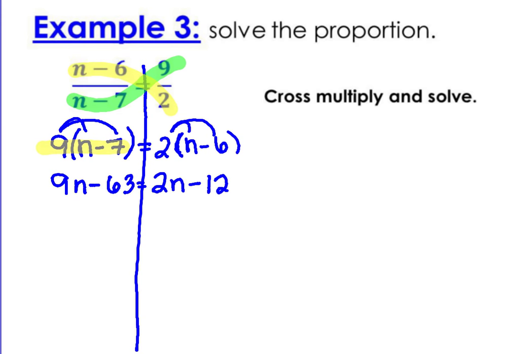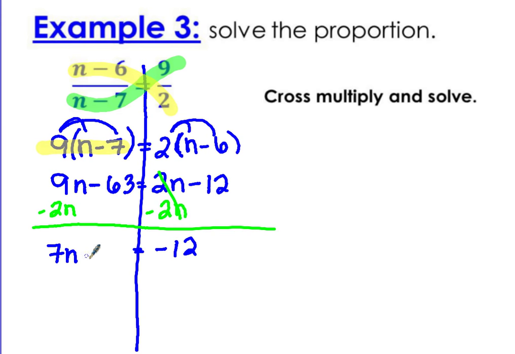The next step would be to get all of my variables on the same side. So I'm going to move 2n to the other side with 9n, and you can go the other way this time. It really doesn't matter. But I'm choosing to move 2n, so I'm going to subtract it because it was positive. That goes to 0, and the only thing left on this side is negative 12. And on this side, this gives me 7n minus 63.